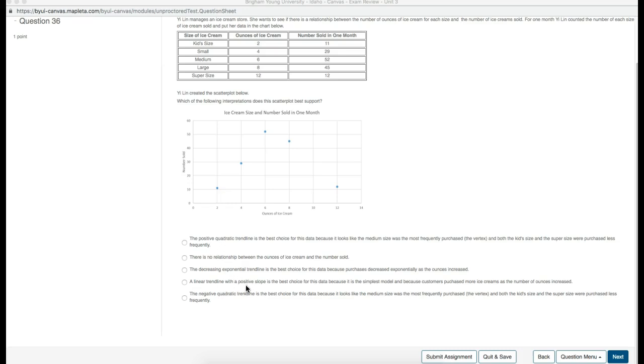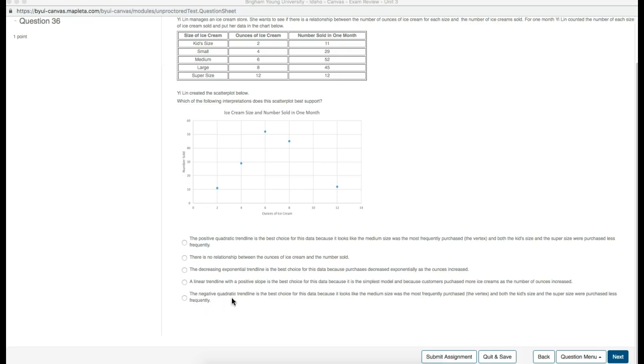A linear trend line with a positive slope is the best choice for this data because it is the simplest model and because customers purchase more ice creams as the number of ounces increased. Now, finding the simplest model is important in some of these. However, this linear doesn't take into account the super size, and she wanted to take into account all of those. So, it is following a nice pattern here. Even though it is the simplest model, I think we could still make a beautiful quadratic. Let's try the next one.